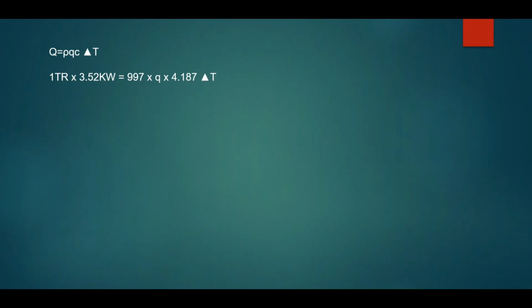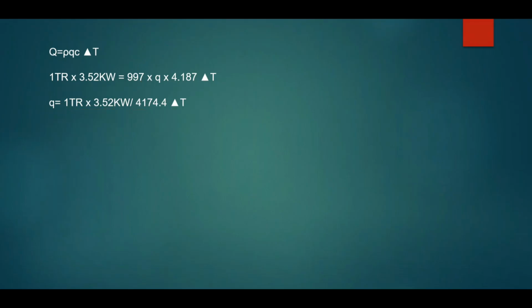So here now I just want to rearrange the formula. So what I am going to do, the Q is equal to, all this value I'm going to bring to the downside here. So 110 into 3.52 kilowatt as a constant. Then these two, if I multiply 997 into 4.187, I will get the answer of 417.414. And here delta T I kept the same. I didn't change anything now.